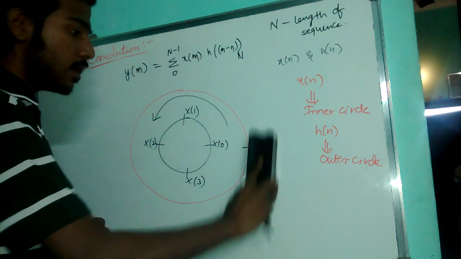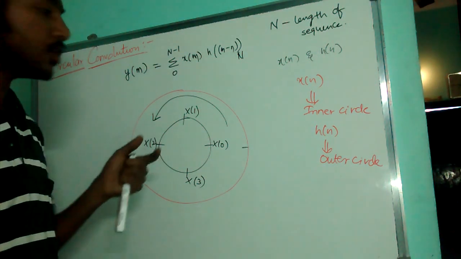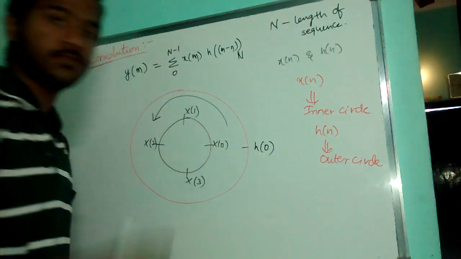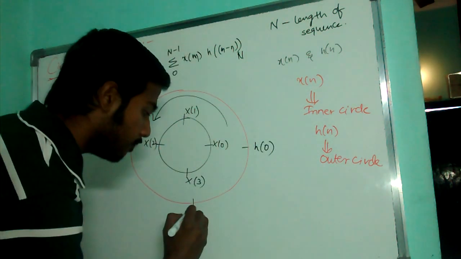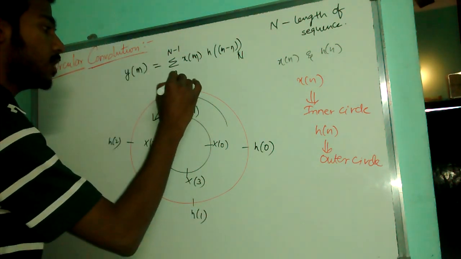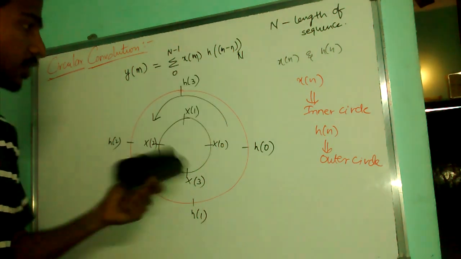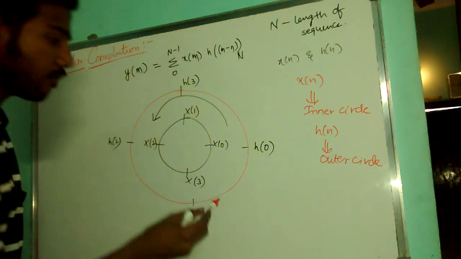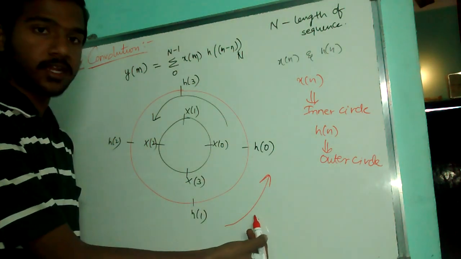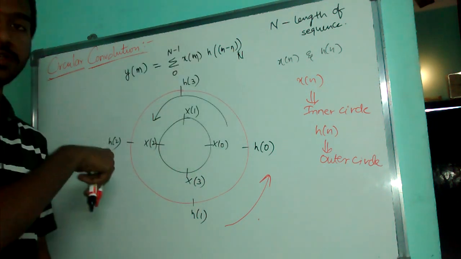That means x of n is in the anti-clockwise direction, and h of n should be in the clockwise direction. So this will be my h of 0, my h of 1 will be this, my h of 2 will be this, my h of 3 will be this. Now I have shifted my direction from anti-clockwise to clockwise. This shows my outer circle, which is in the clockwise direction.